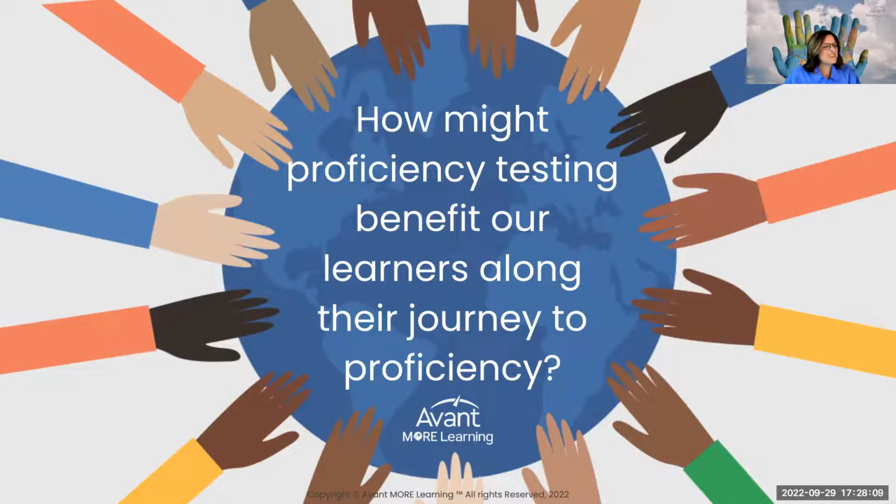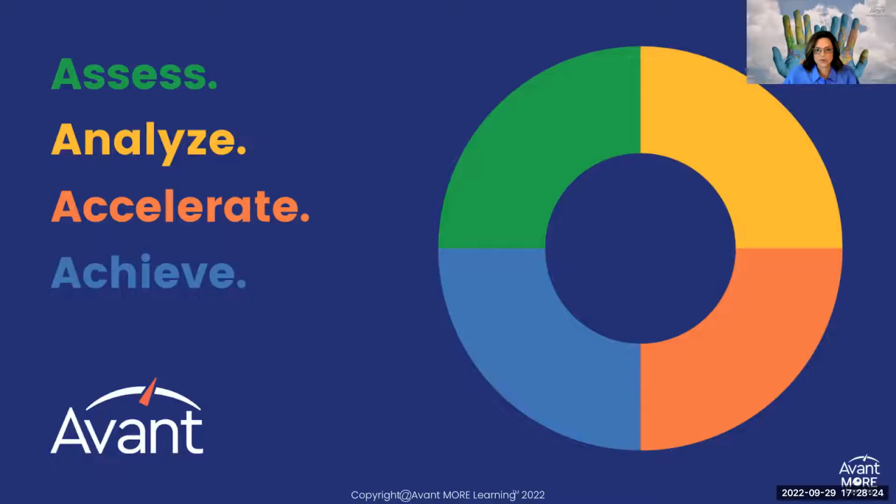Okay. The next part we're going to talk about is how the proficiency test can help to benefit your learners and their journey to proficiency. So this is going to be a little bit more focused on actually what's happening in your schools and in your classroom. We at Avant have been really trying to be able to communicate that this is all part of a cycle. So if you really want to help your learners reach that level where they can get a seal, it's not something that's just one and done and then you never revisit it.